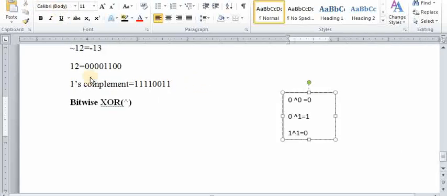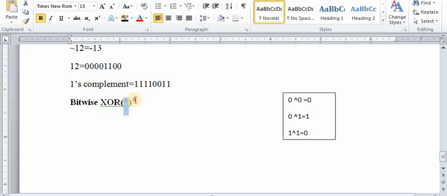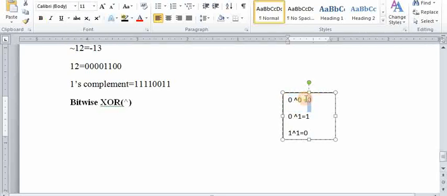The next type of Bitwise operator is XOR. How to use it? We use the XOR operator with this caret symbol. On the numeric keypad you can see this symbol above the digit 6. To understand the Bitwise XOR operator, you have to learn this table. If two digits are the same, it returns 0. 0 XOR 0 returns 0, and 1 XOR 1 returns 0. If the two digits are different, then it returns 1.